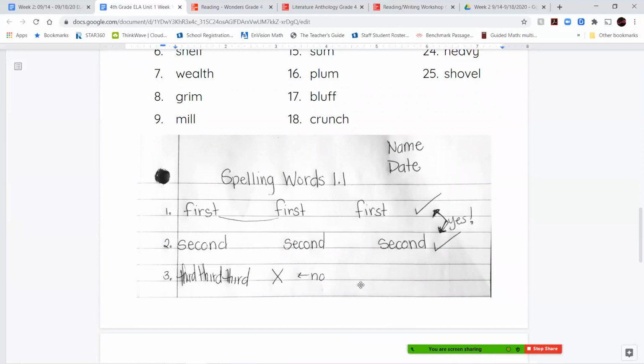But the 3rd line you can see is not written in a way that you're supposed to do your spelling words. So you can see that the letters are squished together. It's hard to read. There's no spacing in between the words. So if your work looks anything like this, it's going to get sent back for you to redo it neatly so that it looks more like this. So your best bet is to do it carefully the first time so you don't have to do it twice.